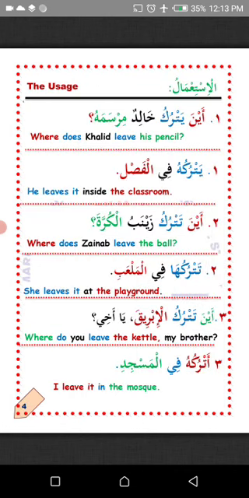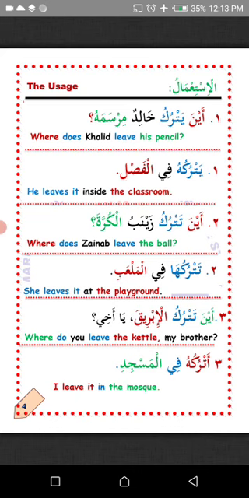MashaAllah. Al-istimal, now the usage. Wahid, number one. Aina yatruku Khalidun mirsamahu. Aina yatruku Khalid. Where does Khalid live?